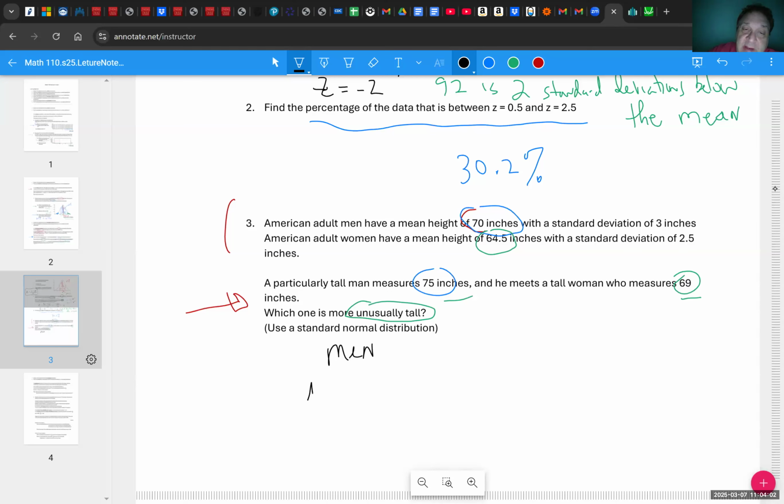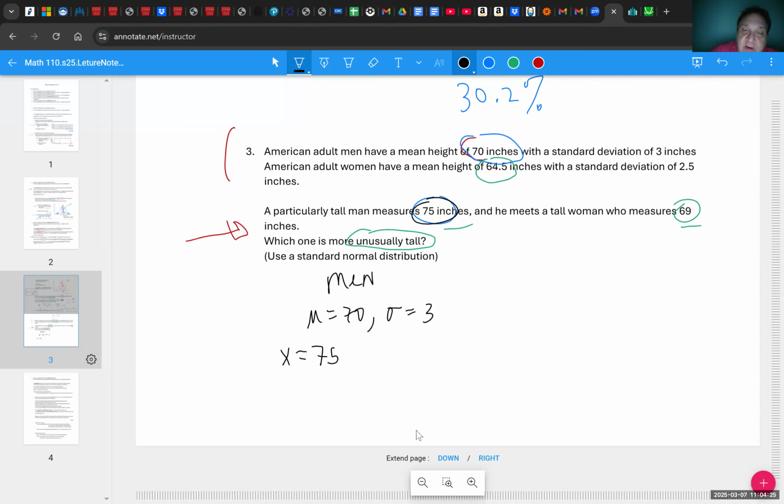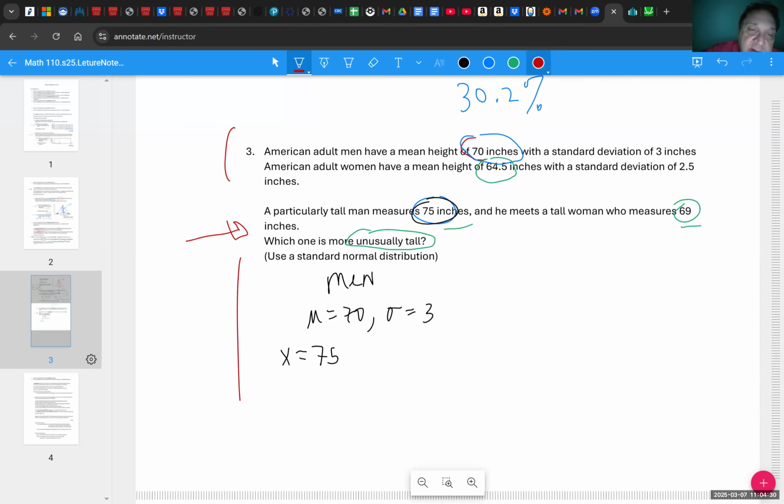All right. So for the men, we have a mean of 70 and a standard deviation of 3. And we have a 75 inch tall man, which means our X value is 75. And we can convert that into a Z value. So I'll remind you the Z formula. I'll just put it over here on the side. The Z formula is X minus mu over sigma.